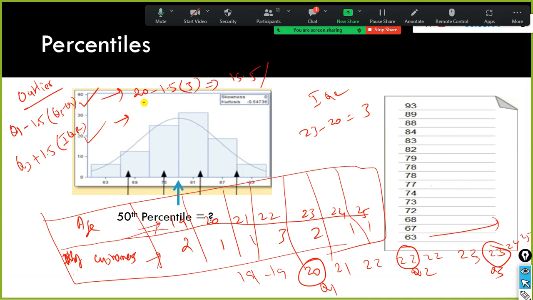So in Q3, what is the value here? 23 plus 1.5 into 3. So 4.5 plus 23, 27.5. Anything above 27.5 is considered as an outlier. This is how you need to find out the outlier. This is the formula that is used. If you want to find out the outlier from the left side of your data, and if you want to find out the outlier on the right side of the data, you need to use this equation. Any value falling less than 15.5 is called an outlier. Any value falling above 27.5 is called an outlier.